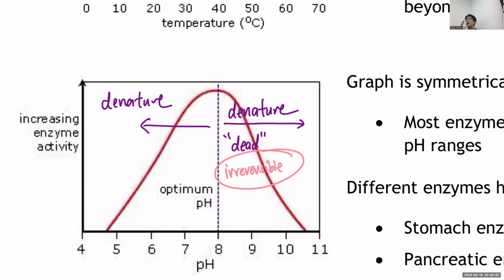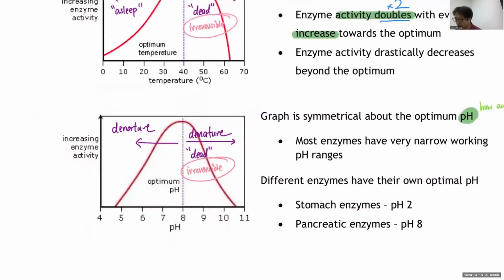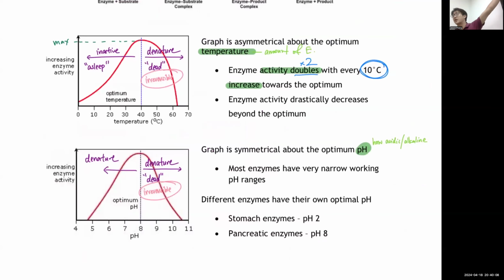Okay? For now, that's all you need to understand for this. You will not be asked to explain the exact chemical specifics. So you can see, temperature is a bit more forgiving, whereas pH is very, very restrictive, a very narrow working range. Okay, questions on enzymes?